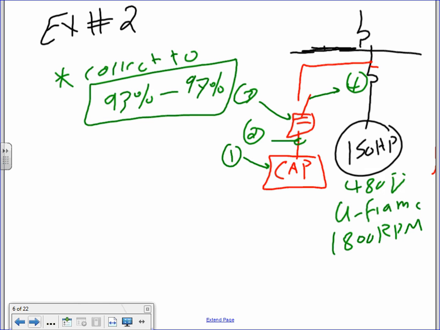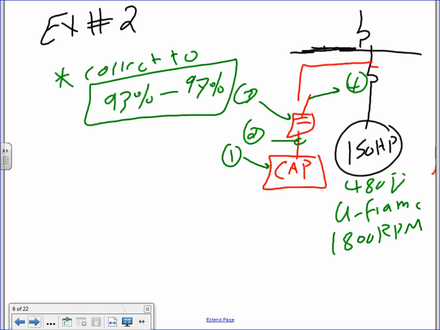Okay. Now, doing it at the level of the offender, here's the offender. I have a 150 horsepower motor, 480 volt, U-frame, 1800 RPM. I need to correct the power factor for this guy. And the correction, they give you a range, because it depends how the motor is loaded, half loaded, fully loaded. So I want to correct between 90% all the way to 97%. What's the original power factor? I don't care. It's screwed up anyway, probably 80 or something. But we need from the get-go to find a capacitor that can get me in that range.